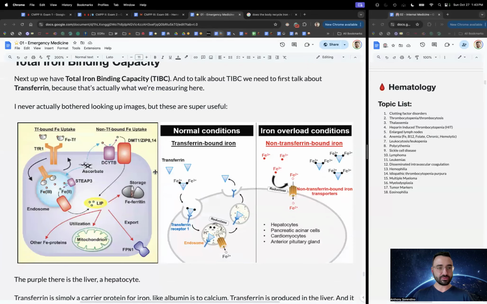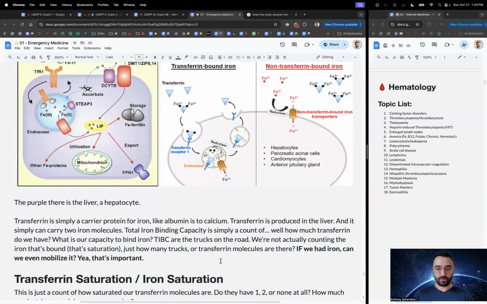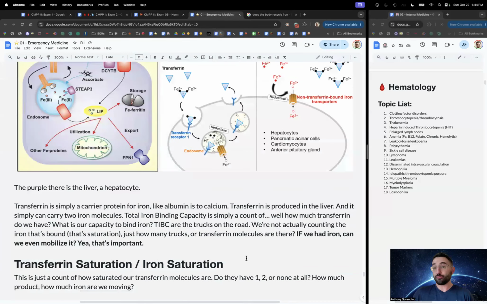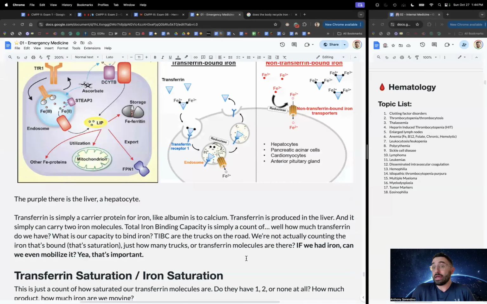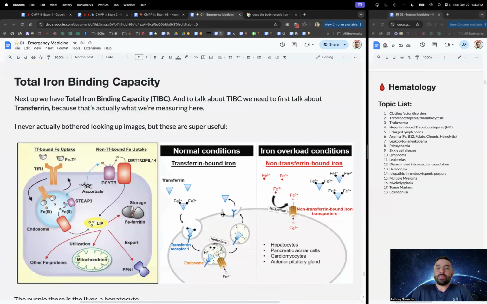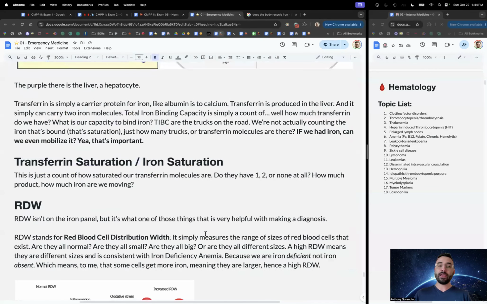And that's exactly what this looks like here. It's like, okay, whether we have iron or not, can we mobilize it? That's important. That's why TIBC is an important measure. So that is transferrin. Those are the same exact thing.